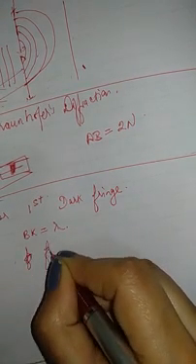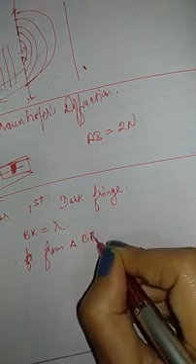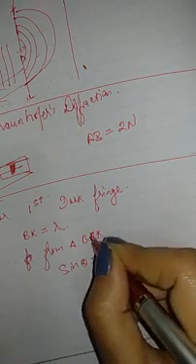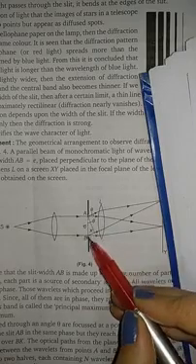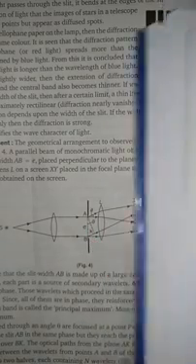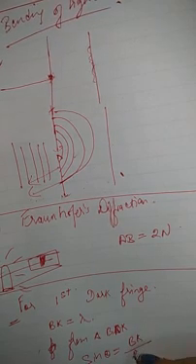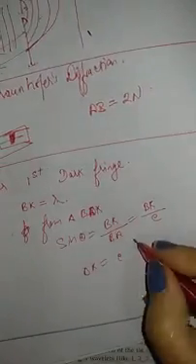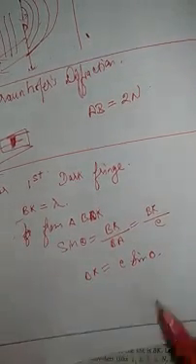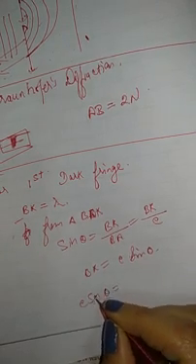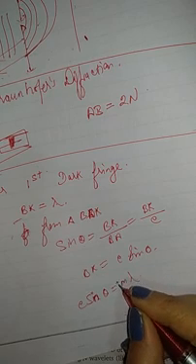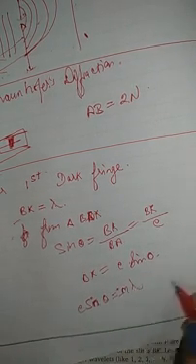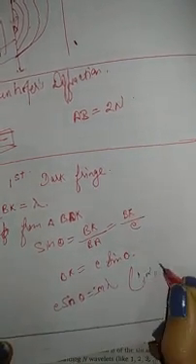In a simpler way, from triangle BAK, sine theta is equal to BK by AB. AB is e, so BK is equal to e sine theta. And what we know, BK is lambda. So e sine theta is equal to lambda, or plus minus m lambda, where m is an integer, which can be 1, 2, 3, etc.